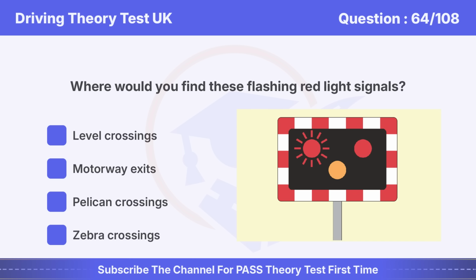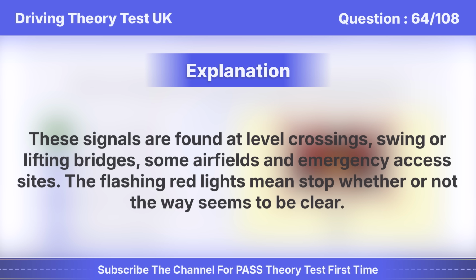Question 64. Where would you find these flashing red light signals? Answer is A. Level crossings. These signals are found at level crossings, swing or lifting bridges, some airfields, and emergency access sites. The flashing red lights mean stop whether or not the way seems to be clear.